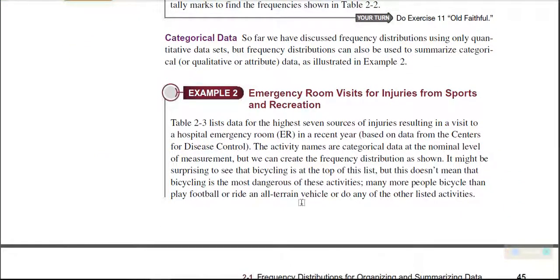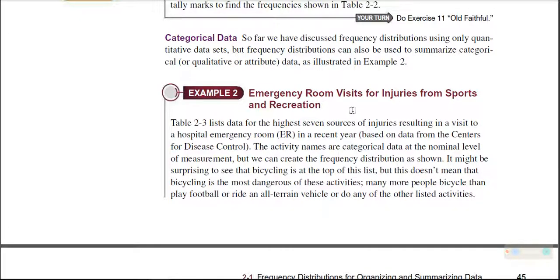Okay, balik tayo dito. Categorical data. So far, we have discussed frequency distributions using only quantitative data sets. But frequency distributions can also be used to summarize categorical or qualitative or attribute data. So this is example 2.